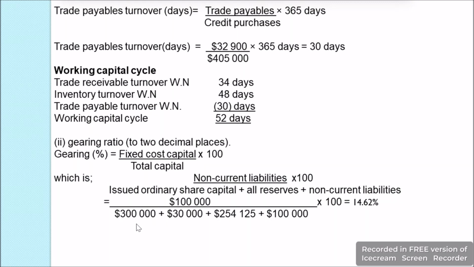Then the issued ordinary shares were $300,000. Then in reserves we have the share premium reserve which was $30,000 and the retained earnings which we calculated as $254,125, plus the non-current liabilities which are our debentures $100,000, and then we multiply this with 100. So we'll get this value as 14.62% for the gearing ratio.